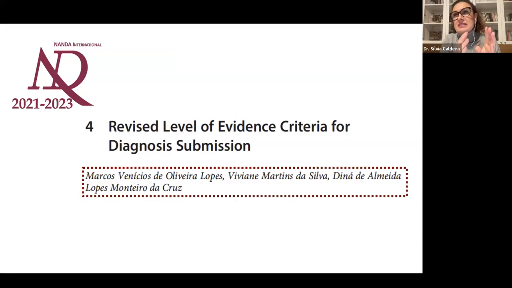If you want to do this activity, you can look at the previous taxonomies and look at the level of evidence of each diagnosis. It's interesting to see that the level of evidence is mainly level 2, 2.1, and what is the meaning of that. And it's very interesting to realize that in the last book, NANDA and the research committee, particularly Marcos Oliveira Lopes, Professor Viviane Silva, and Professor Dina Cruz, worked together. They are really experts on this topic.